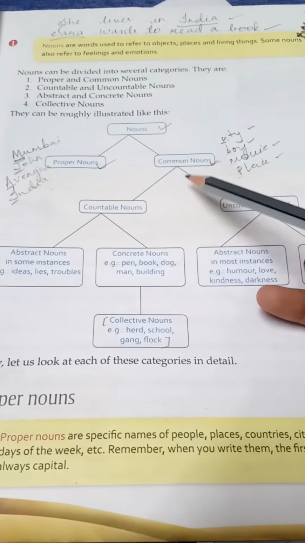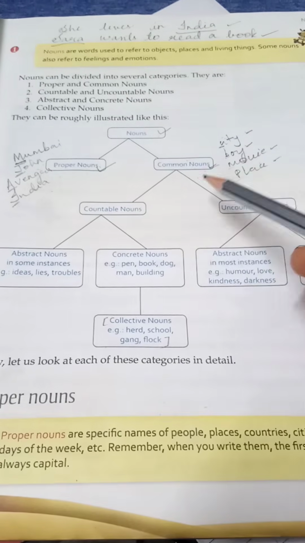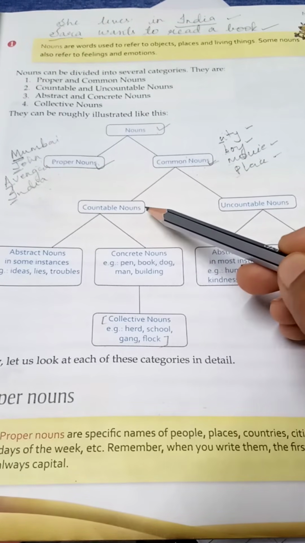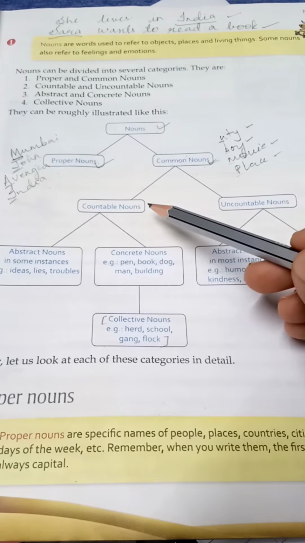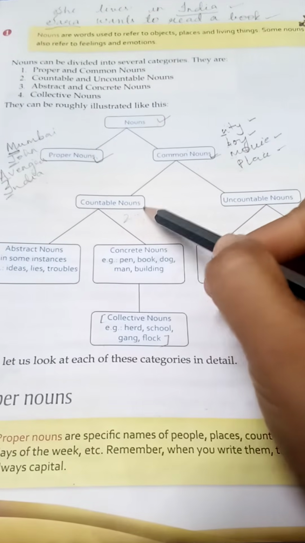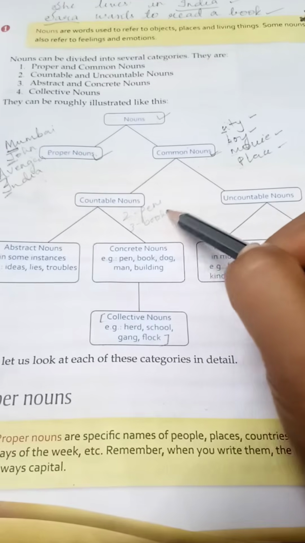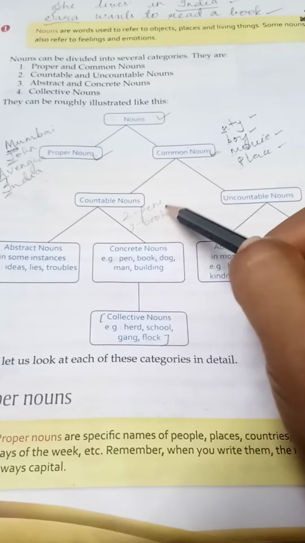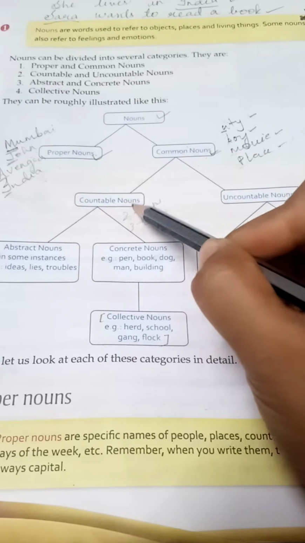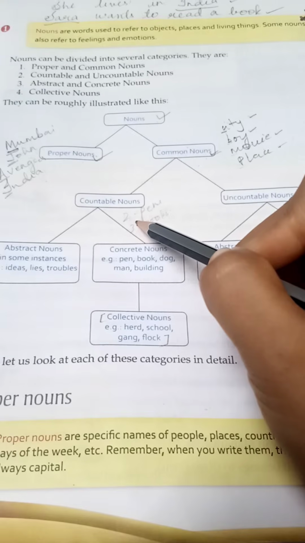Next, moving to countable nouns. Countable nouns are the nouns which can be counted by making use of the numbers. Like for example, I may say 2 pens or 3 books. I am specifying the number of things here by making use of the numbers. Countable nouns are the nouns which can be counted directly by making use of the numbers.